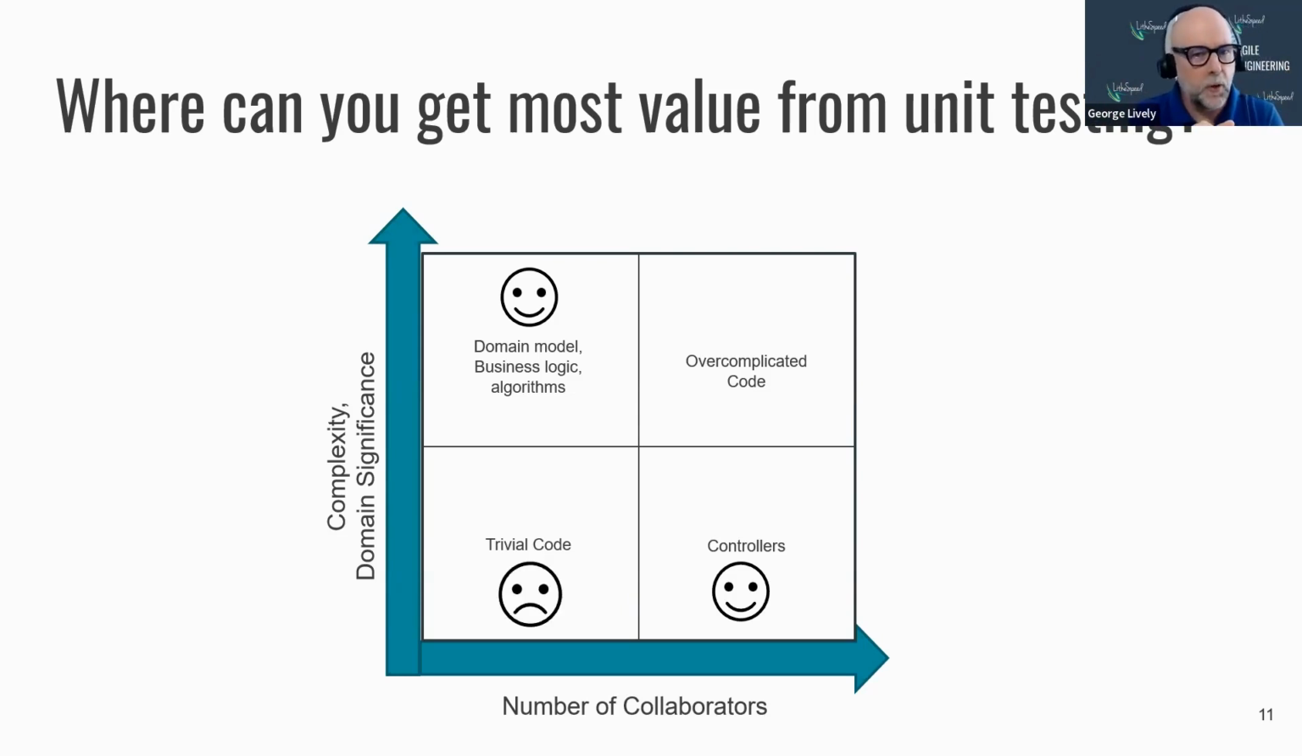The trivial code, though, you should stay away from. Don't worry about achieving any coverage in things that are maybe even generated by your IDE, getters and setters, things that contain neither business logic nor any kind of controller logic. So stay away from that. But the area that we really probably want to focus our attention on is this top right quadrant. And that's the overcomplicated code.